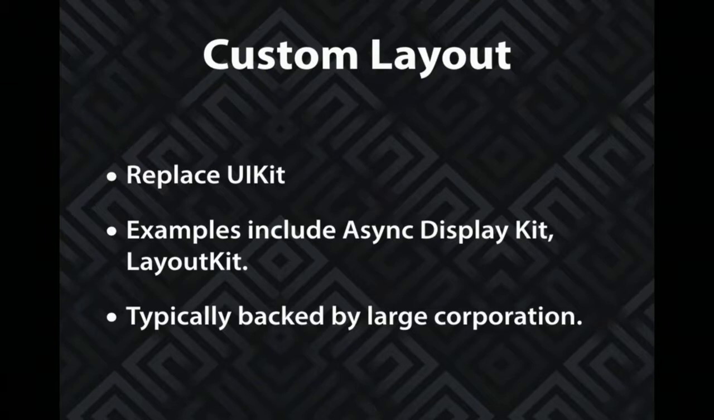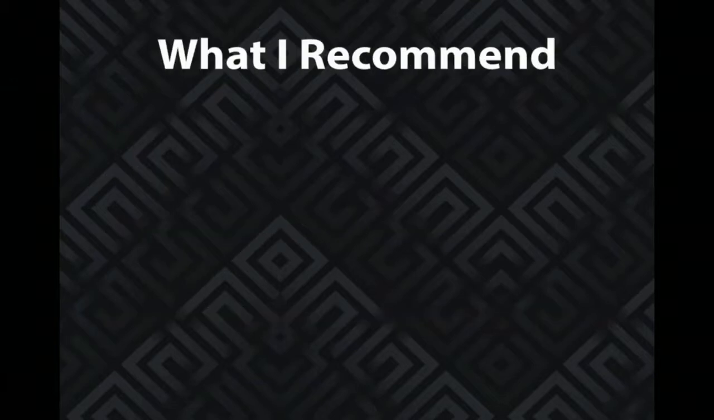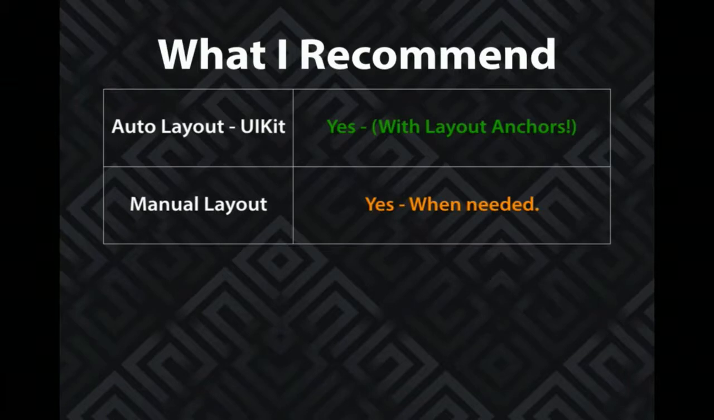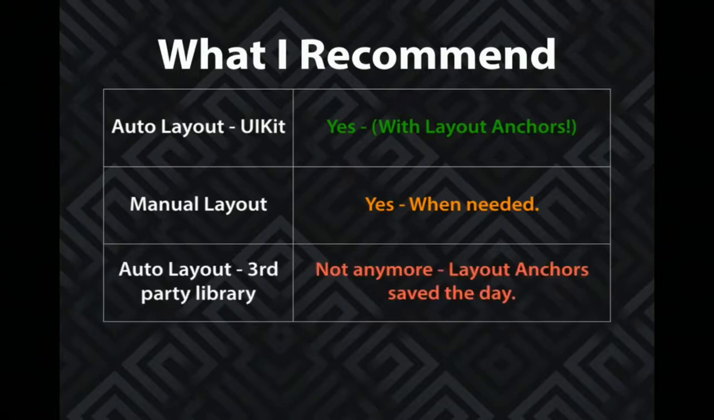So let's just talk about what I recommend. I recommend auto layout with layout anchors. It's really great, and despite all those disadvantages, auto layout is still the best way to support all the devices and features in iOS. Manual layout, I still recommend it when needed. Sometimes you need to get that extra performance, like let's say you have a table view with really complicated cells, and you need to make sure it scrolls well. Manual layout should still be a tool in your toolbox.